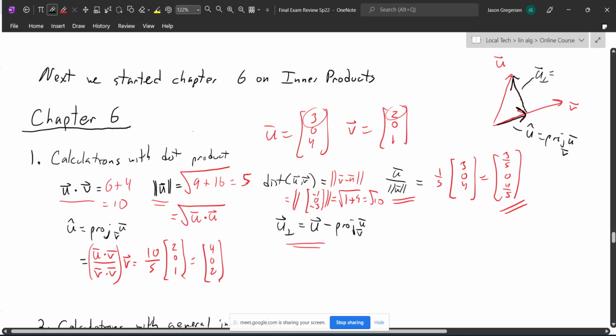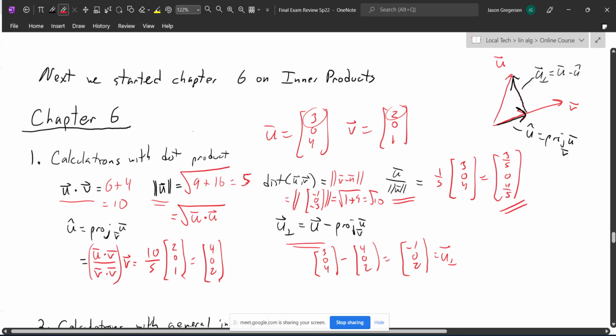To calculate u perp, we just take u minus the projection to get that perpendicular vector. So in this case, we would take u, the vector 3, 0, 4, minus our projection vector 4, 0, 2, and the result should be -1, 0, 2. This should be our u perp vector.